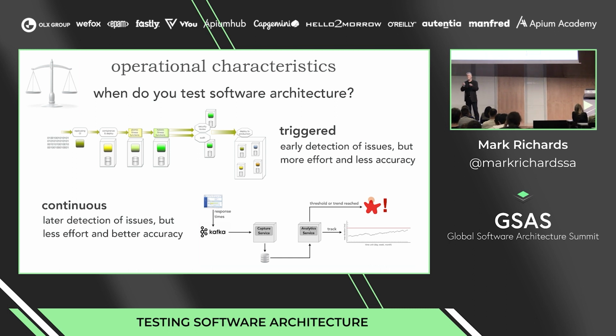Versus continuous fitness functions running in production. We don't even know they're running. Just alert me when you see a problem, otherwise leave me alone. But we have later detection, but it's a lot less effort, a lot less cost, and much better accuracy. So which is more important? If you absolutely cannot afford for that bridge to crack or fall down, then we have to do triggered. If you can, it's a lot more effective and less effort to do continuous.